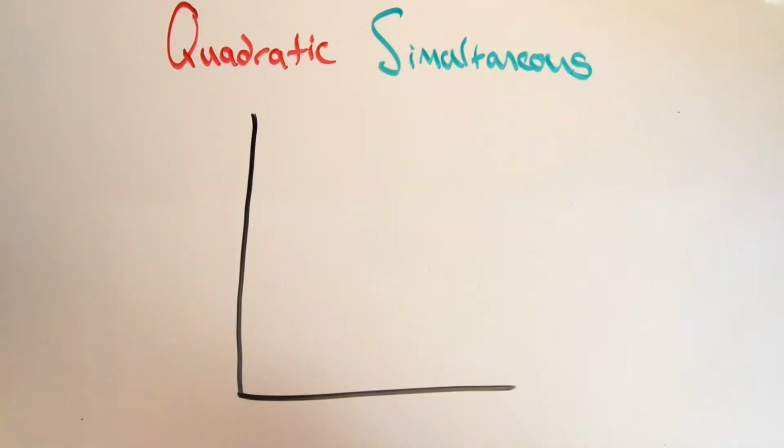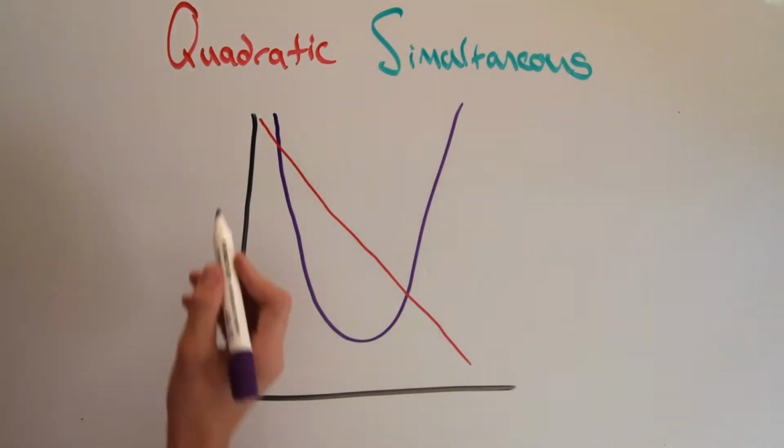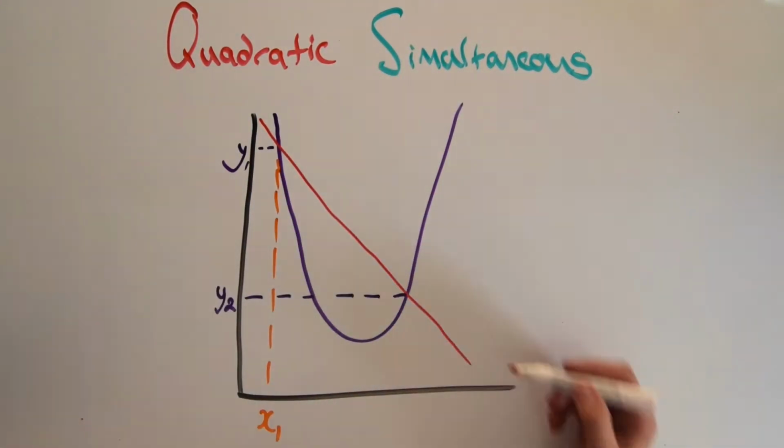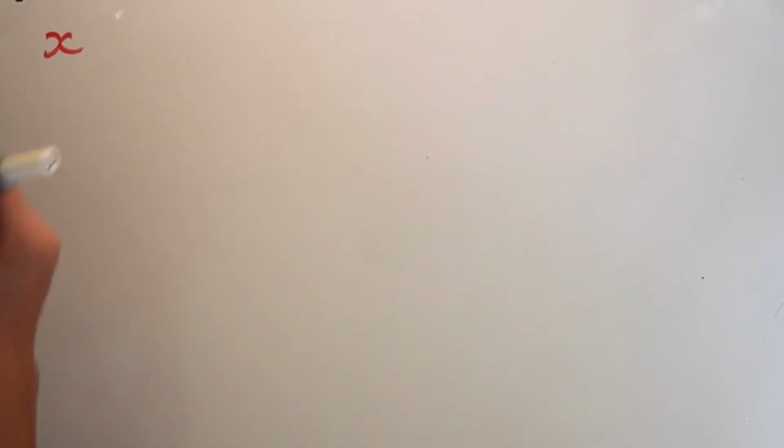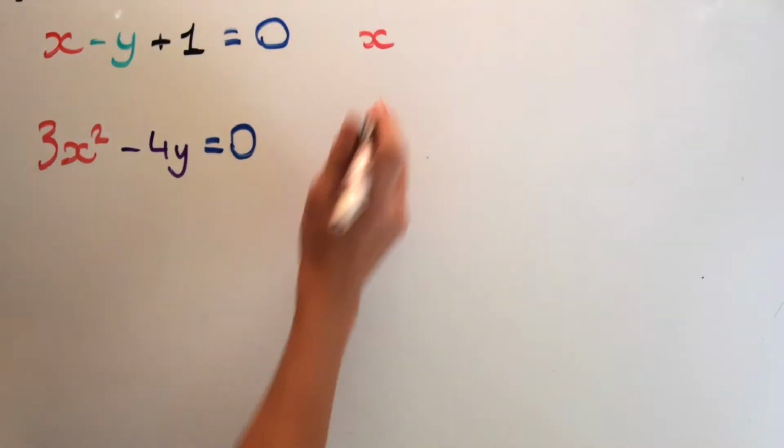Now we will be learning about quadratic simultaneous equations. This is where there's a curve and a line that intersects it. There will be two coordinates where the line intersects it. For this question, we will be using the substitution method.